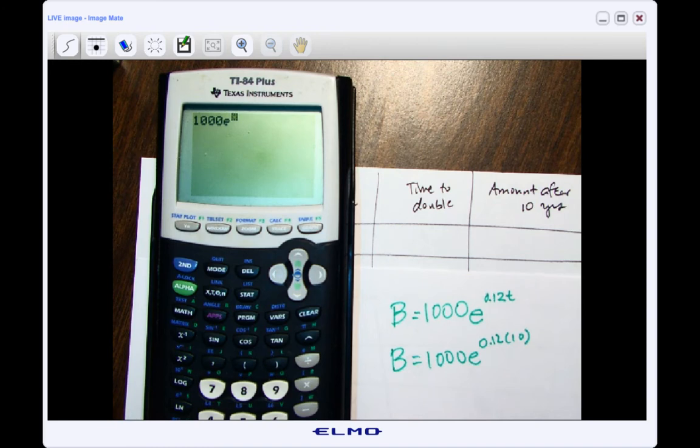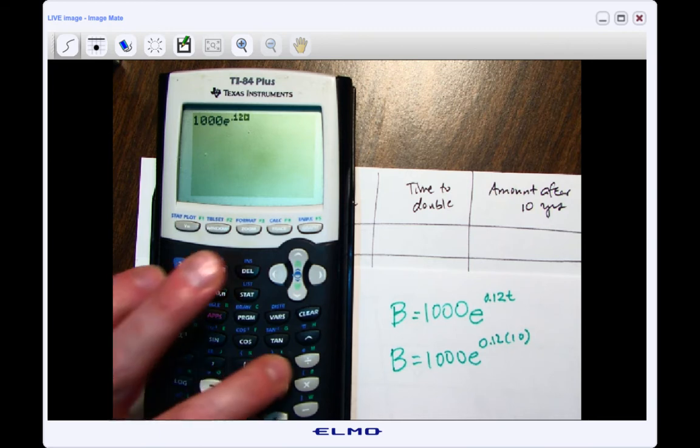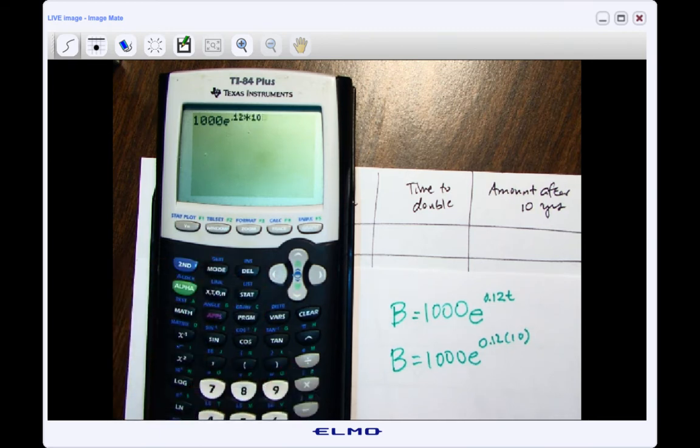And I'm going to type in 0.12 times 10, or you could actually even use the parentheses just like I have here if you like that too. But I usually just use the times one and not worry about all the parentheses. And now I'm going to hit enter.